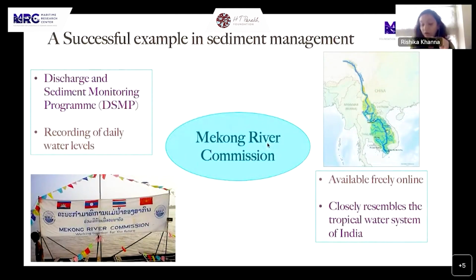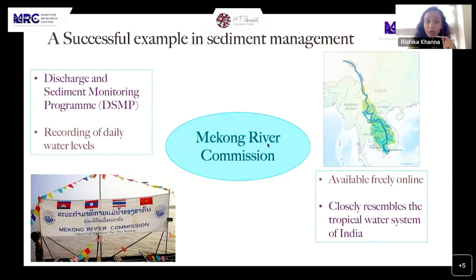Now we move on to a successful case of sediment management, which is the Mekong River Commission in China. They have a discharge and sediment monitoring program called DSMP, which measures weekly, monthly, and daily data of sediment transport in the river, recording of daily water levels, and all of their databases are available freely online on their website.